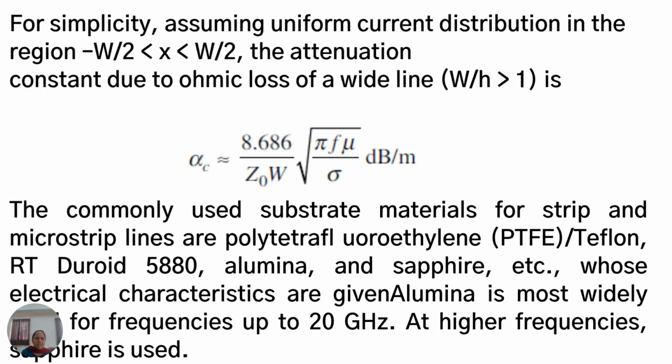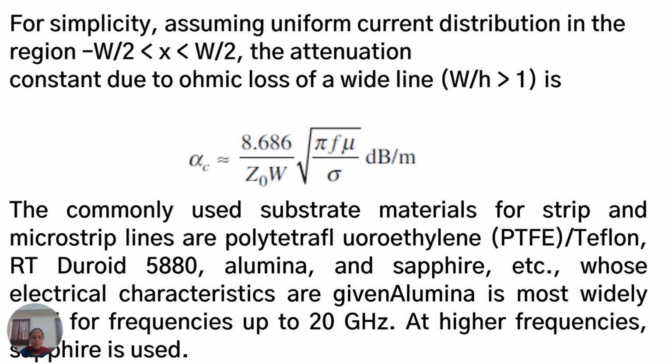For simplicity, we assume uniform current distribution in the region between minus W by 2 less than X less than W by 2. The attenuation constant due to the ohmic losses of the microstrip line is given by alpha C using this formula. So alpha C and alpha D we find. Combining both will give me the total attenuation constant in the microstrip line.